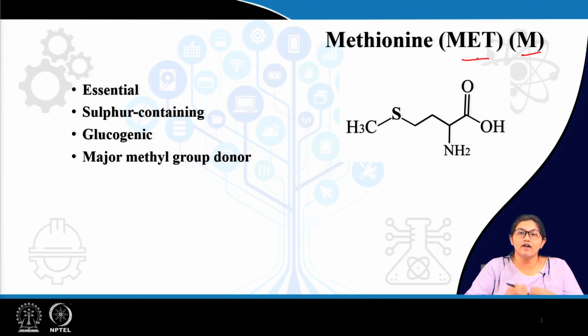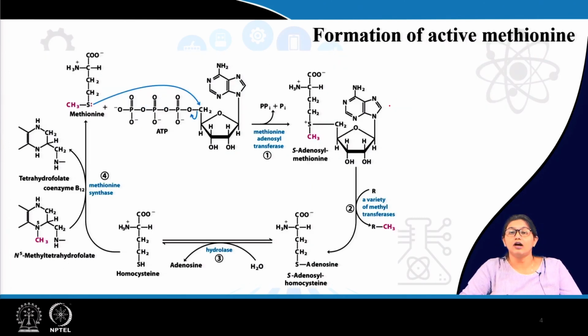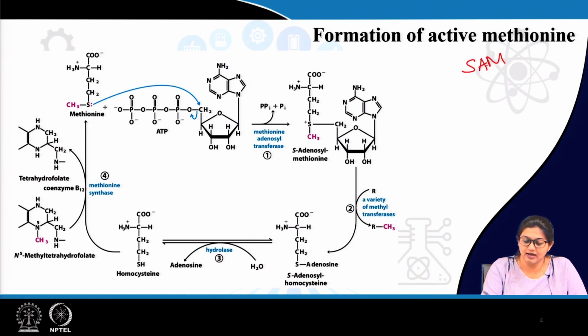Then the major function of methionine is that it acts as a methyl group donor in different types of reactions in our body. So, here you can see the structure of methionine. This is our sulfur containing amino acid. Now, how is the activated methionine formed? The activated methionine is SAM, S-adenosyl methionine.